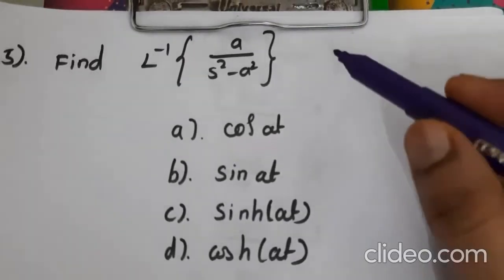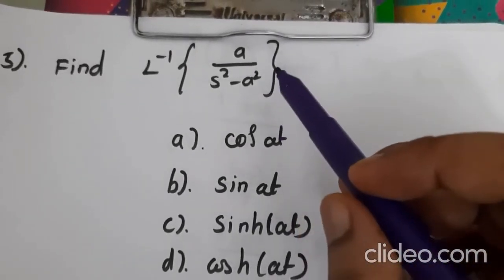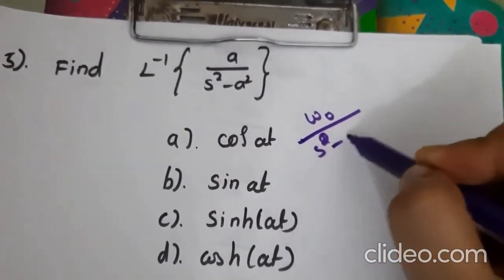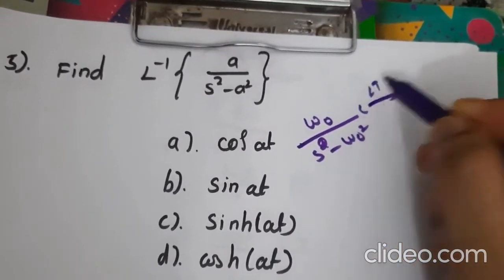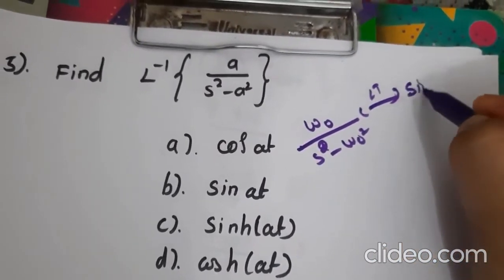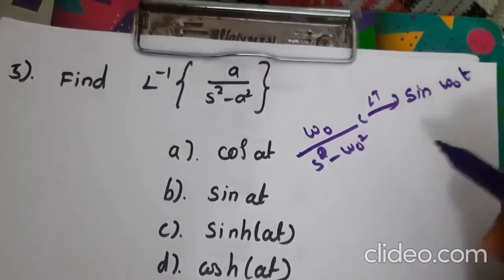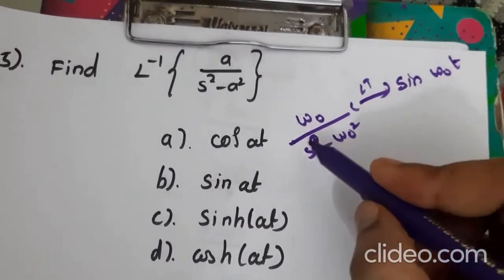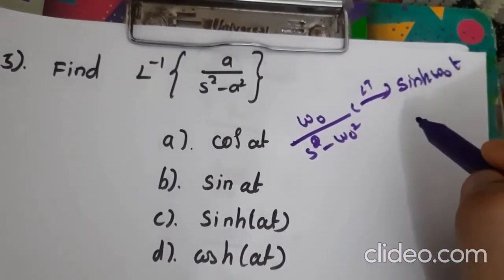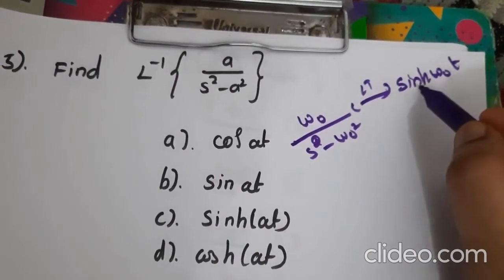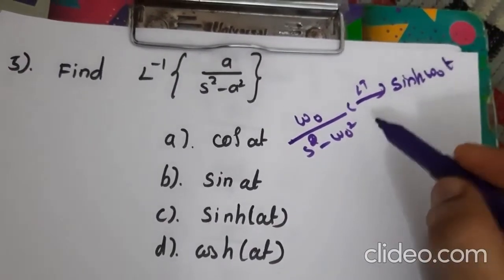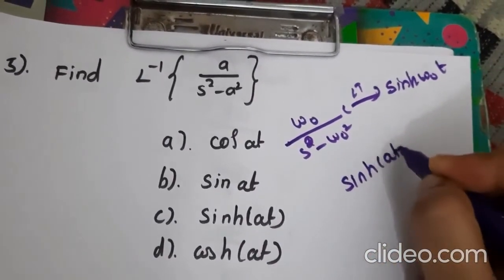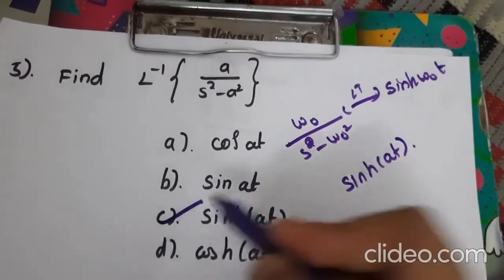Next question, find the inverse Laplace transform of a divided by s square minus a square. So this is the formula: omega naught divided by s square minus omega naught square. The Laplace transform here is sin omega naught t. Here the minus means this is hyperbolic sine, so sinh omega naught t. Here omega naught is equal to a. So the answer here is sinh of at. So here the answer is C.